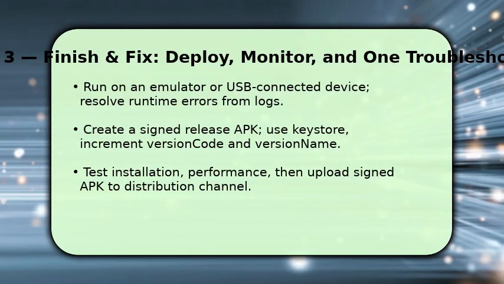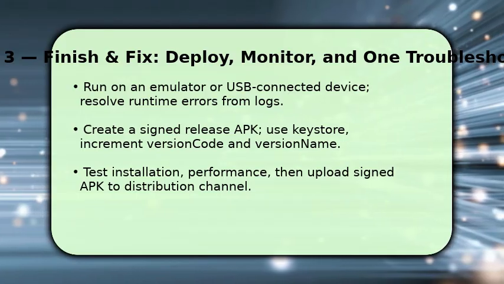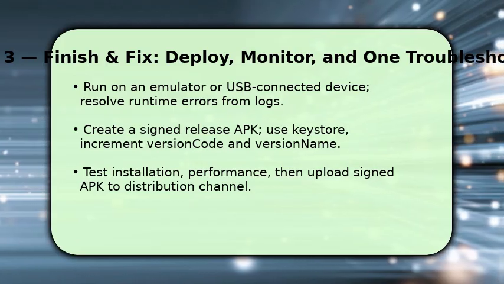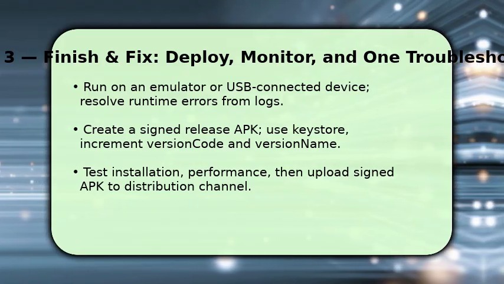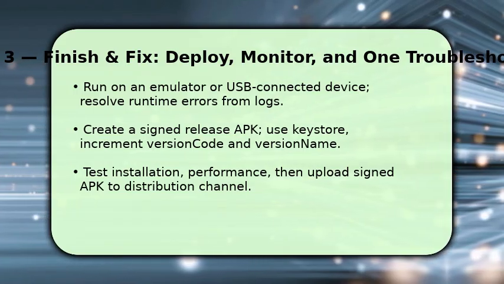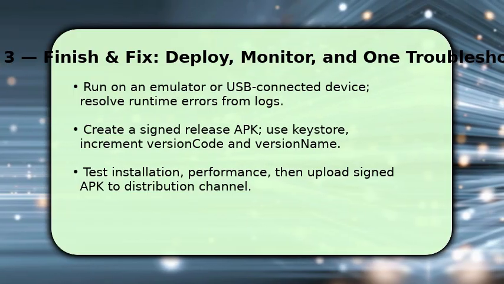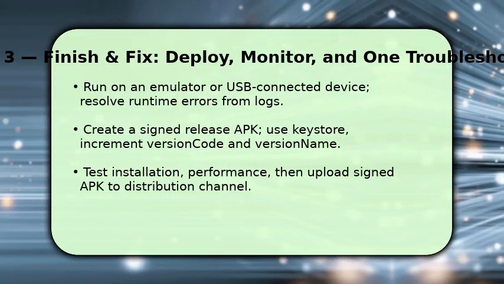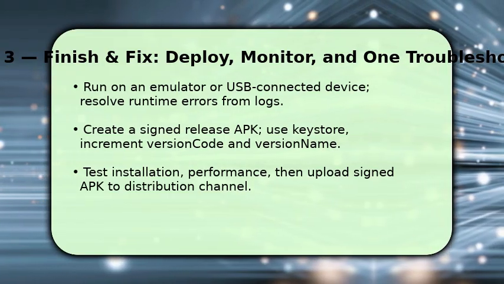You finish by building and testing thoroughly. Run the app on an emulator and on a real device via USB to validate behavior under real conditions. Once stable, produce a signed release APK using your key store, sign it and bump version code and version name so updates install cleanly. Test installation and performance, then distribute the signed APK.